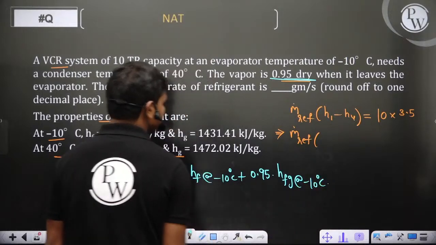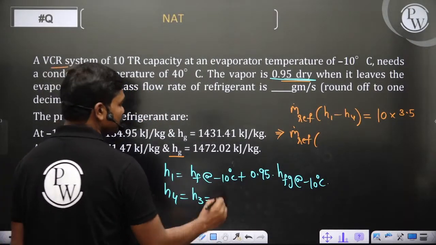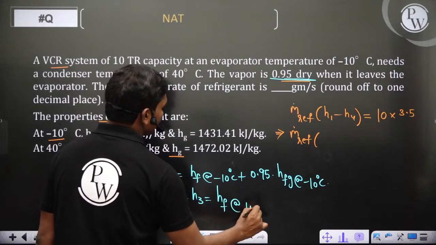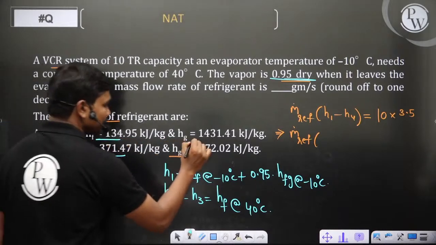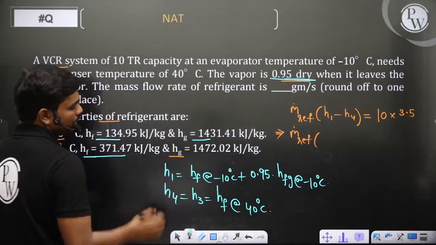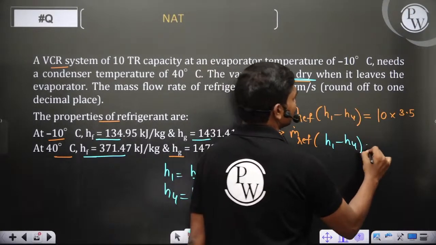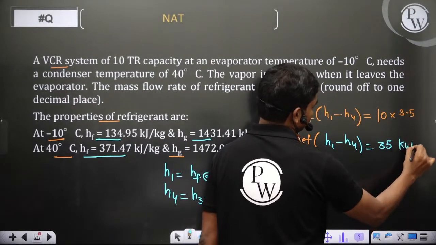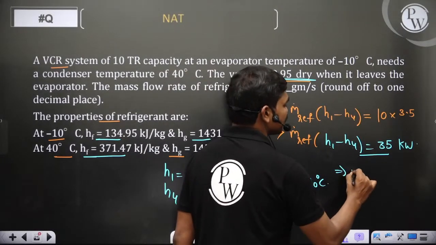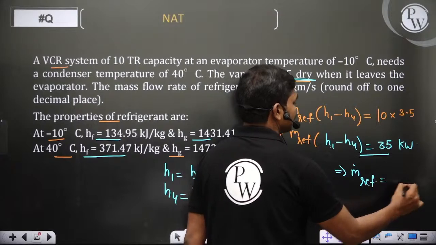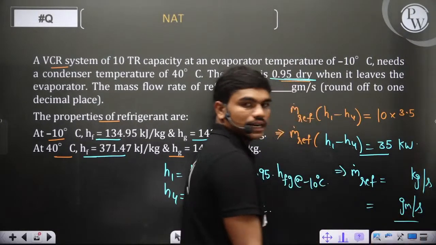Okay, so this is H1, and H4 is the same as H3 because 3 to 4 is isenthalpic. So H3 is nothing but HF at 40. You know these values. HF at 40 is known to you, and HFG at this condition is known to you. So you can calculate H1 and H4. If you do these two things and put them here, you will get m dot refrigerant. H1 minus H4 multiplied by m dot is equal to 35 kilowatts. You put these values in kilojoule per kg, and you will get m dot in kg per second. You convert this to grams per second. That's it.